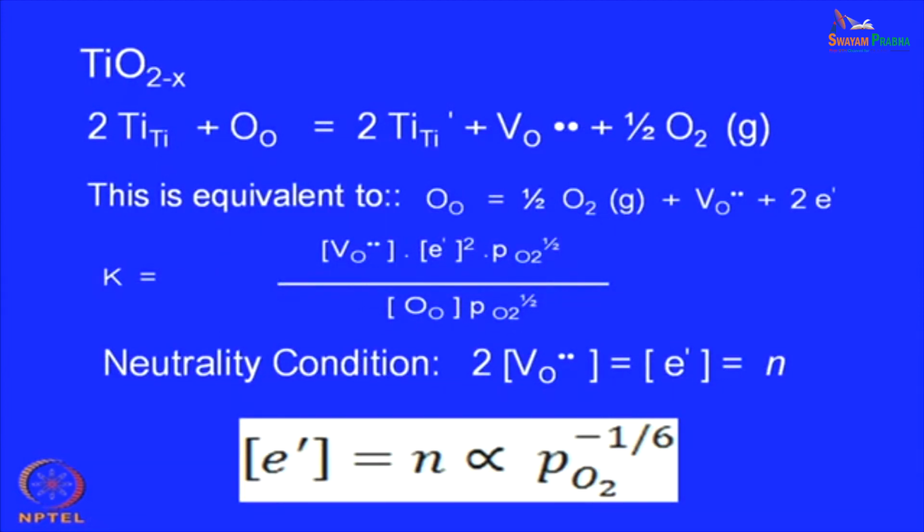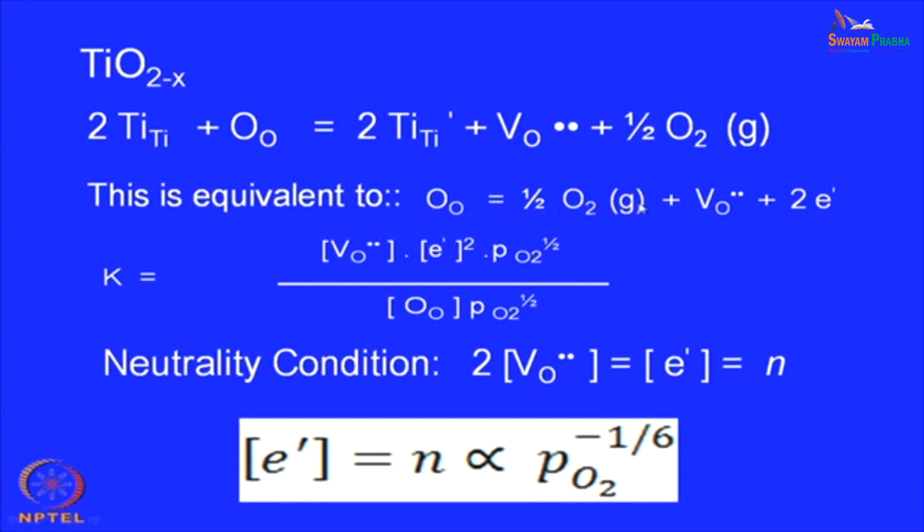Another example, TiO2 minus X. The only difference here you will find is that there is an oxygen vacancy, whereas earlier it was iron vacancy. If you go through a similar process, this equation can be written as here once again 2 Ti, oxygen, and then ultimately half O2 gas goes out of the system, and so you create oxygen vacancy there.